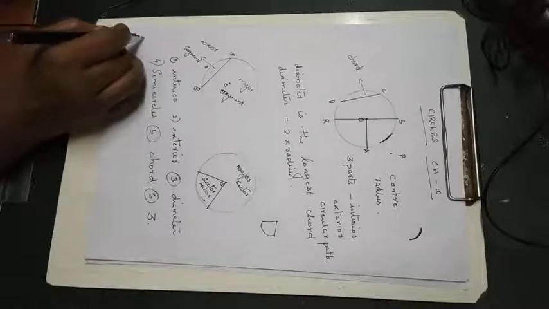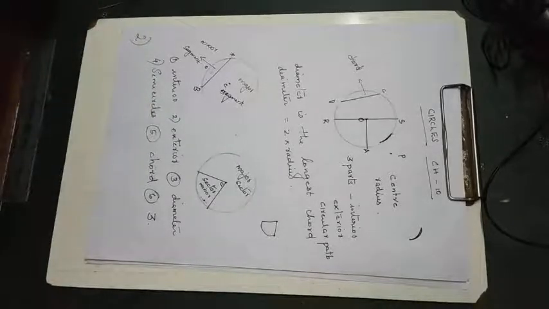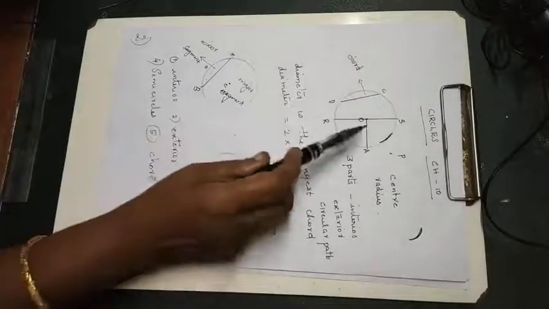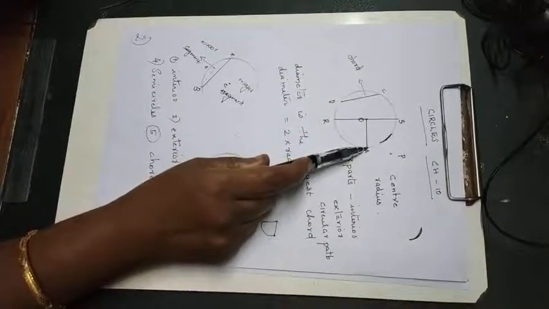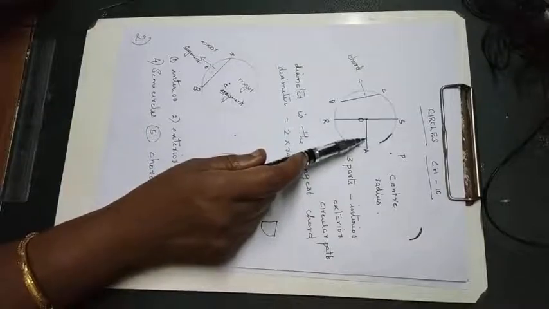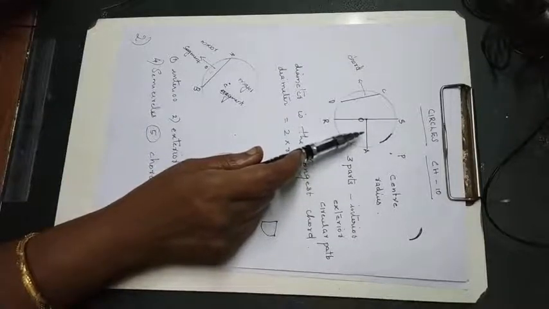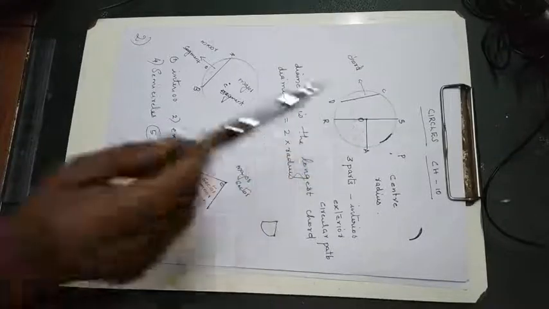Now second question. Write true or false. Give reasons for your answers. A line segment joining the center to any point on the circle is the radius of the circle. What is given? A line segment joining the center to any point on the circle. That is called the radius of the circle. That is true. So that is the definition of radius. So that is true.